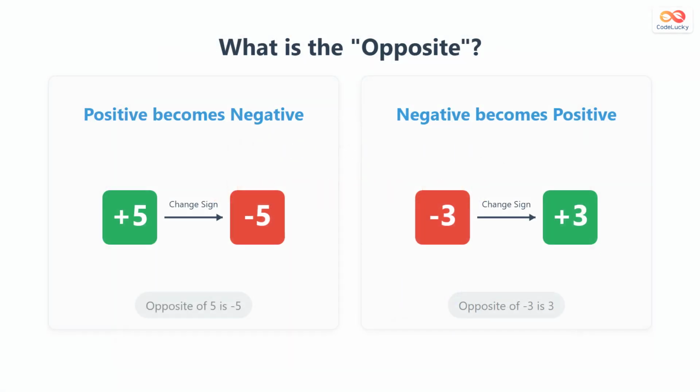But what do we mean by the opposite? It simply means changing the sign. If you have a positive 5, its opposite is -5. If you have a -3, its opposite is +3. You just flip the sign.